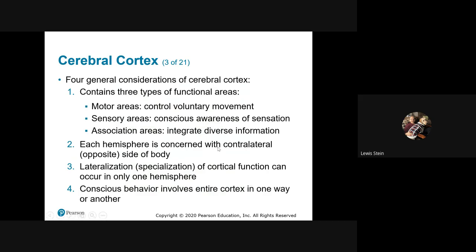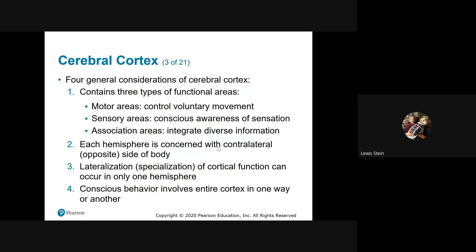And by and large, with some limited exceptions, particularly in the cerebral cortex, the right side controls the left side of your body. So for most of us who are right-handed, as about 90% of us are, the left side of your brain is doing the bulk of the work. And depending on when, lateralization can occur only in one. So as you can see, it involves an entire cortex in one way or another.